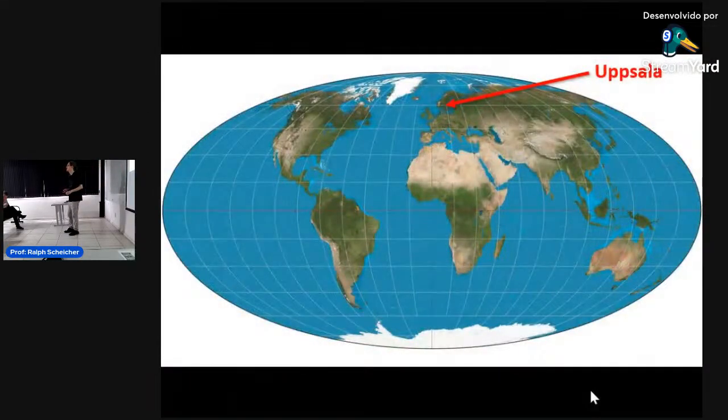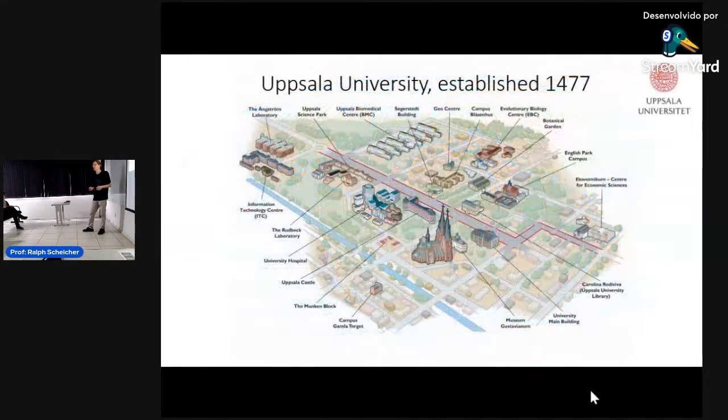So Uppsala, the city, is in Sweden. It's very close to the capital, Stockholm. And the university there is actually one of the oldest universities in the Nordic countries of Europe. It was established more than 500 years ago. And because it's so old, it doesn't really have a central campus. The departments are spread out all over the city.